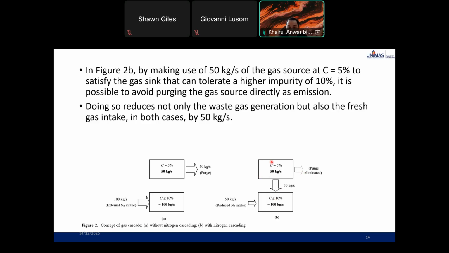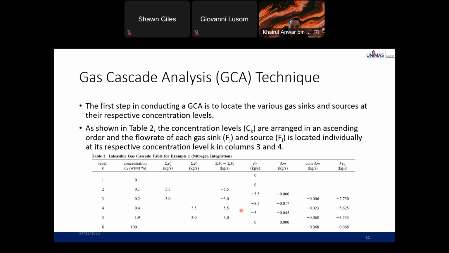and the incoming feed is 5%, which is within the tolerance limits, so we can just direct the 50 kg per second to this process, and thus reduce the amount of fresh feed by percent. And there is no waste gas generated. So the principle is the same as water.